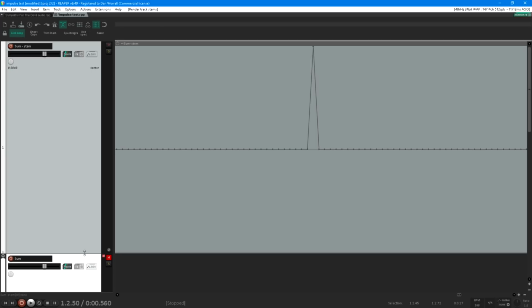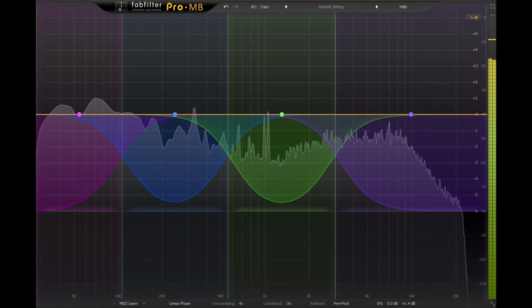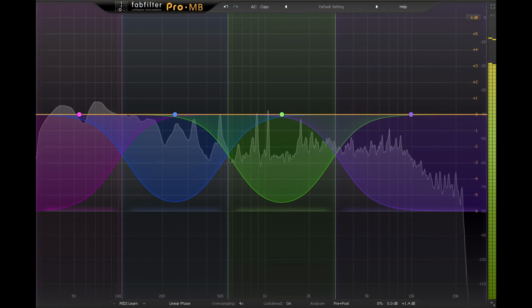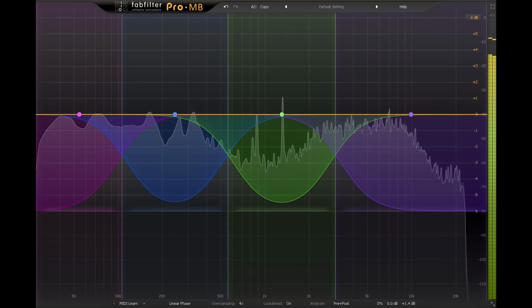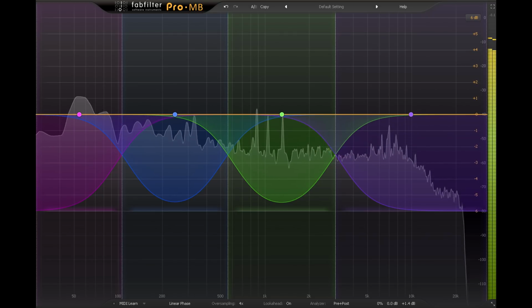This suggests that the linear phase crossover is actually 100% perfectly transparent when you're not processing the signal. It's not just so good that you'll never hear the artifacts. There are literally no artifacts. It's exactly the original signal. Which is quite remarkable, really.